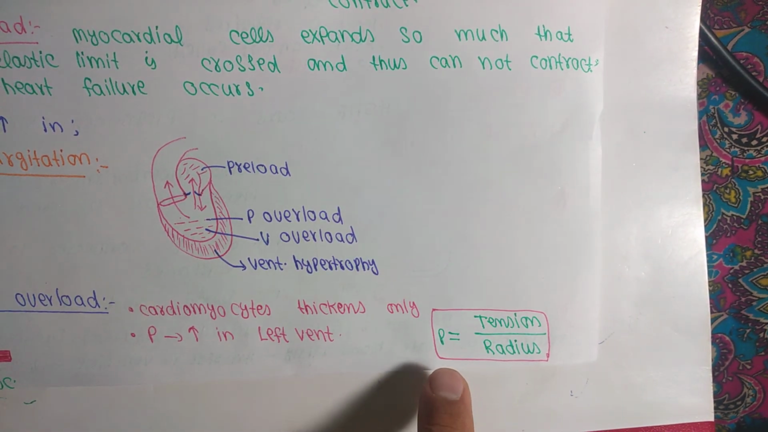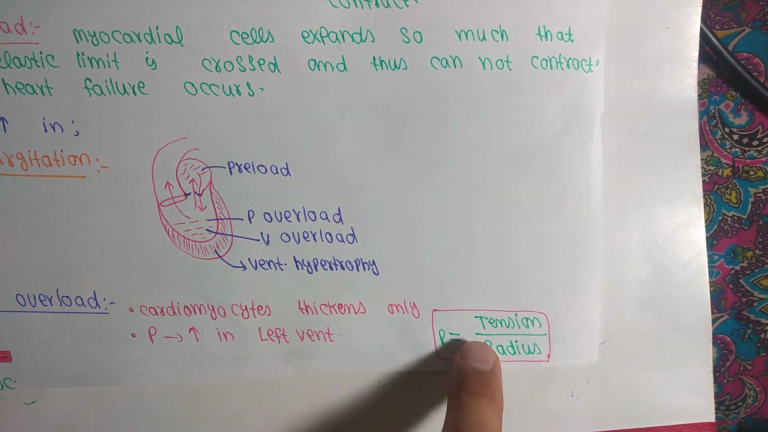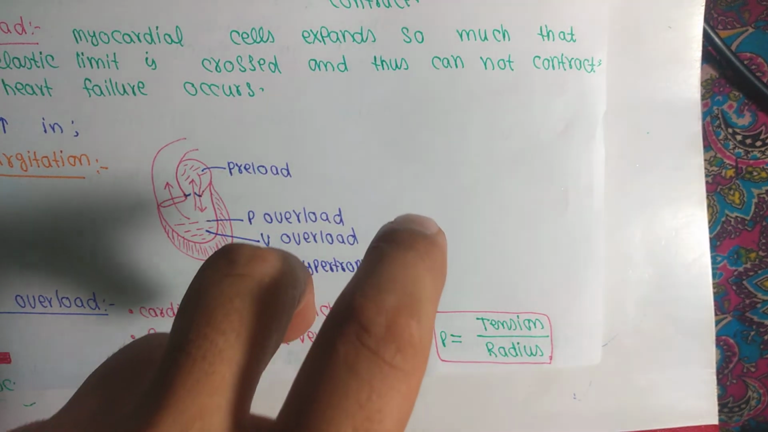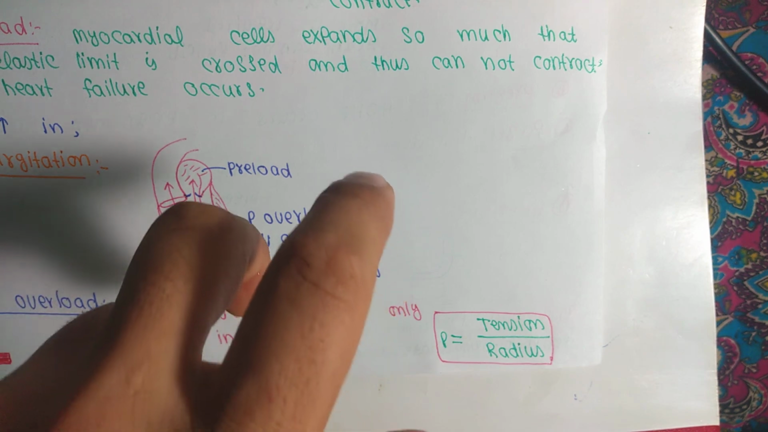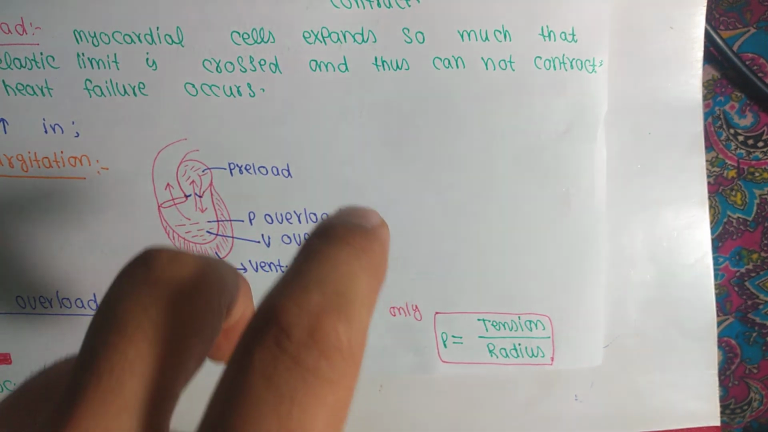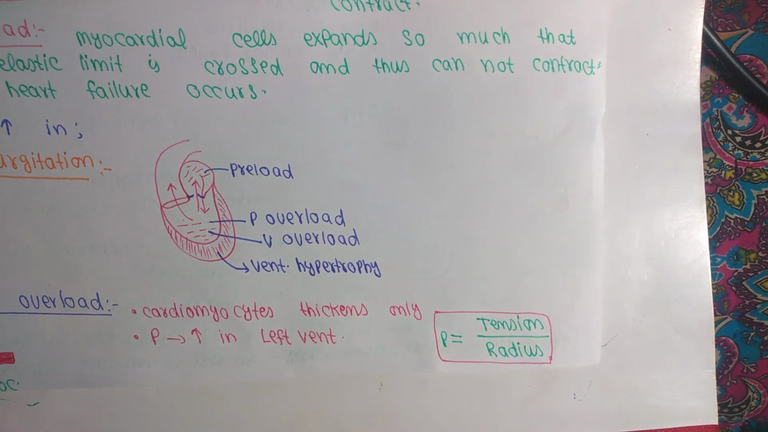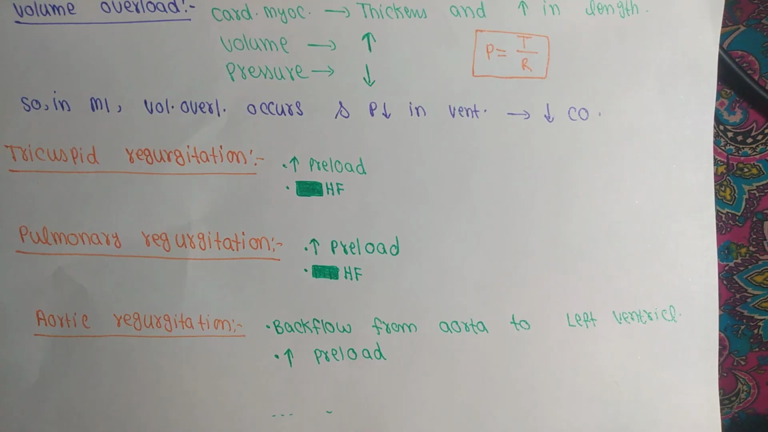Here I have written a formula: pressure is equal to tension divided by radius. When preload increases, tension in the ventricular muscle will be increased because of a large amount of blood, so tension will increase. As a result, pressure will be increased and pressure overload will occur.